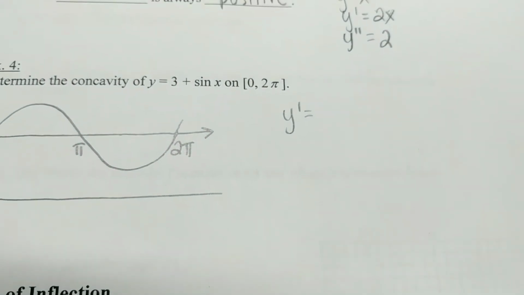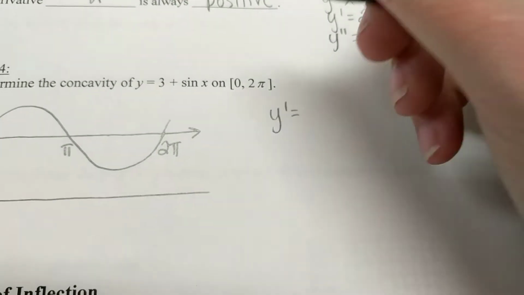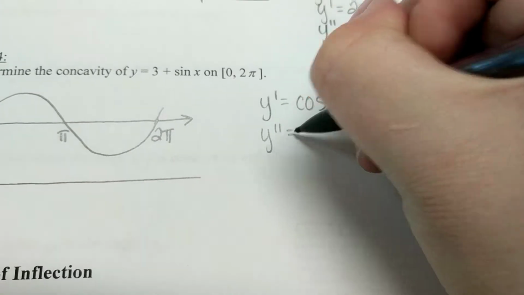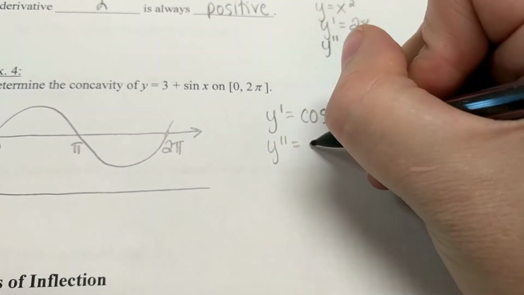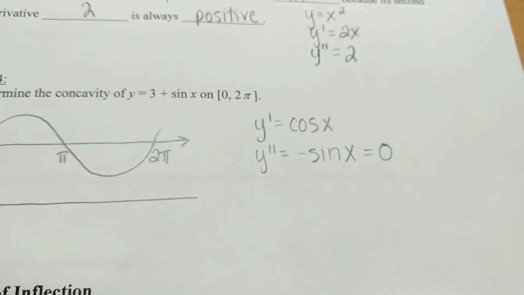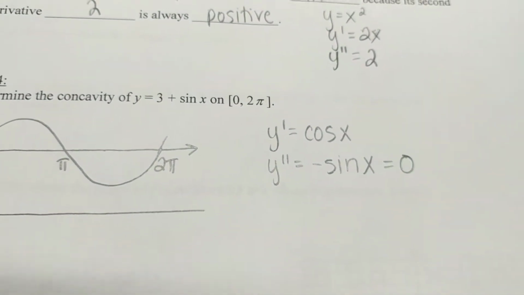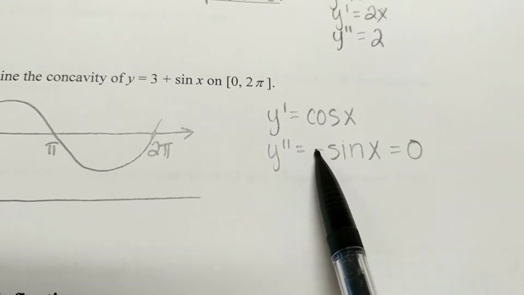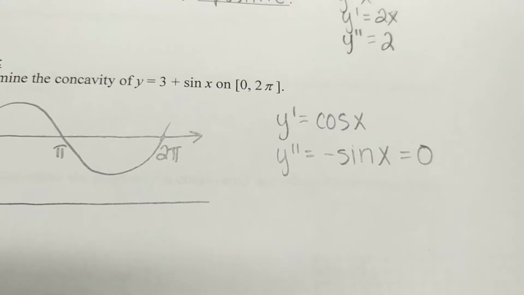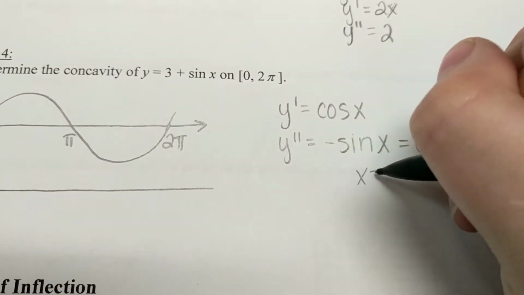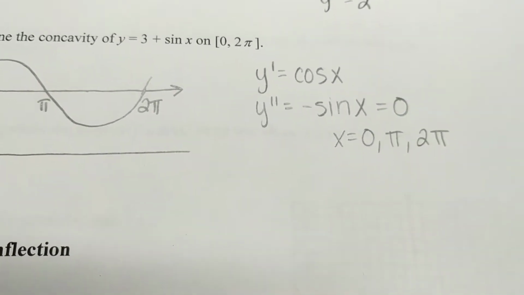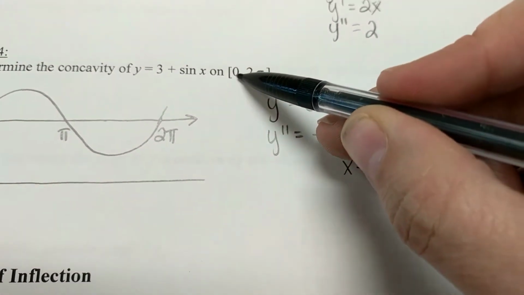So the first derivative of sine is cosine. So then the second derivative of cosine is negative sine of x. And we want to know, where is that equal to 0? Well, if we divide by the -1, we get sine of x equals 0. And we know that sine of x is 0 at x equals 0, x equals pi, 2 pi, etc. But we only care about the window from 0 to 2 pi.